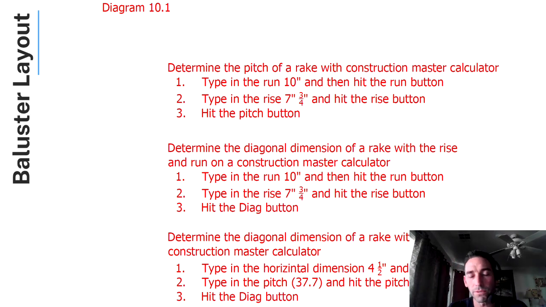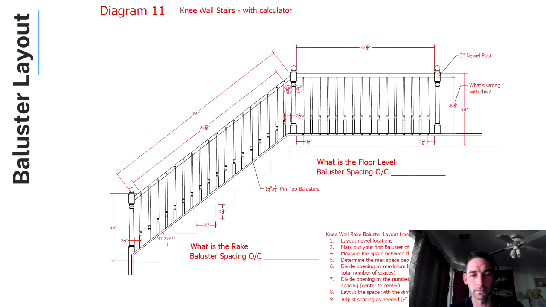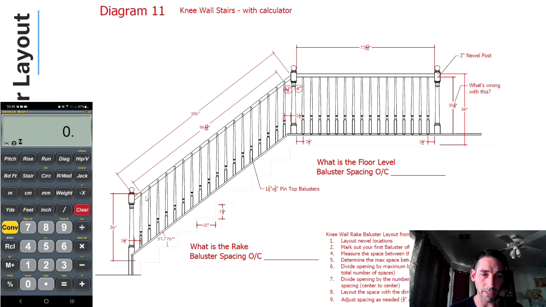So these are the three features on the Construction Master calculator we want them to be able to do, so they can determine the length of the layout on a pitch. Okay. So we already know that 5 11/16 is our max space, and you can see my center to center baluster here is 96 and 15/16.